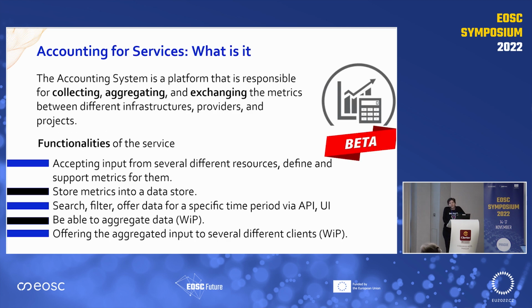So at the beginning of the project, a gap was identified that we needed to collect, aggregate, and display the virtual access metrics between different infrastructures, providers, and the Infra 07 projects. Actually, it was a new virtual access accounting system, like another accounting system, with extra functionalities to support the virtual access metrics. So, based on this idea, we created the Accounting for Services, which is a platform that is responsible for collecting, aggregating, and exchanging the metrics between different infrastructures, providers, and projects.